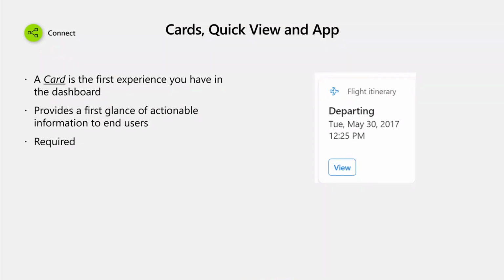So the card is the first experience, and it's basically the only one that is required. As a developer, you basically use the card to provide a quick glance or a quick set of actions that the user can operate in order to get his or her job done, or to consume the information that he or she needs. And as I said a second ago, this is the only required part of your custom component. If you create a custom component for Viva Connections dashboard, the card is the only one that you need in order to surface and exist as part of the dashboard experience.